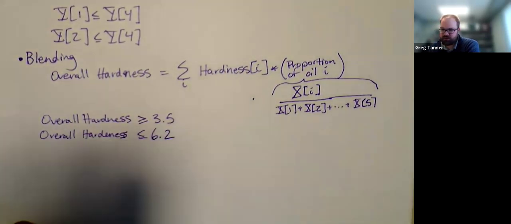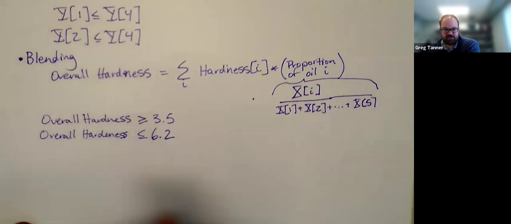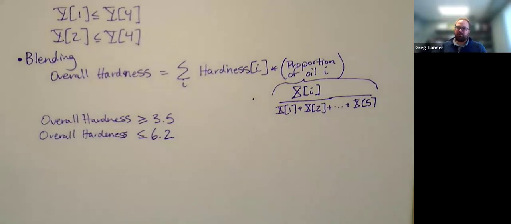Okay, so we get two constraints. Sometimes you'll see mathematicians write upper and lower bounds on both sides of that overall hardness. Just remember that when you actually program it into the computer, you can't have those compound inequalities. You need to separate that out into separate inequalities.